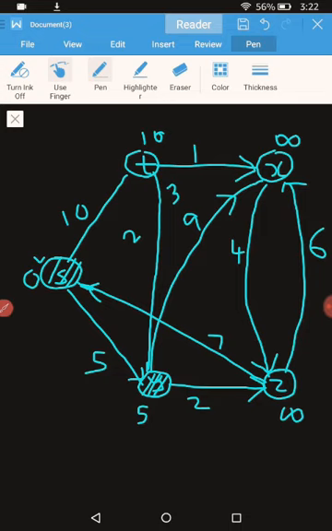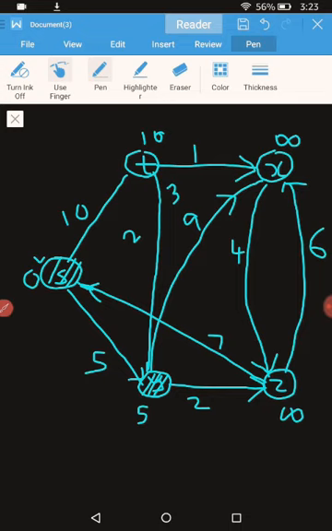Then after extract min, we have to do the relax. Relax means for each of the vertices adjacent to y, we only check the vertices directly connected with y, and check whether we can relax their weights through y. There are three directly connected vertices: t, x, and z. We have to check whether their weights can be relaxed while considering y, so through y we calculate their weights.